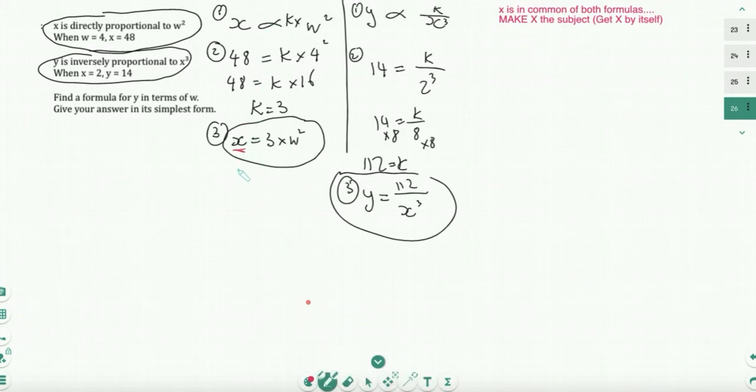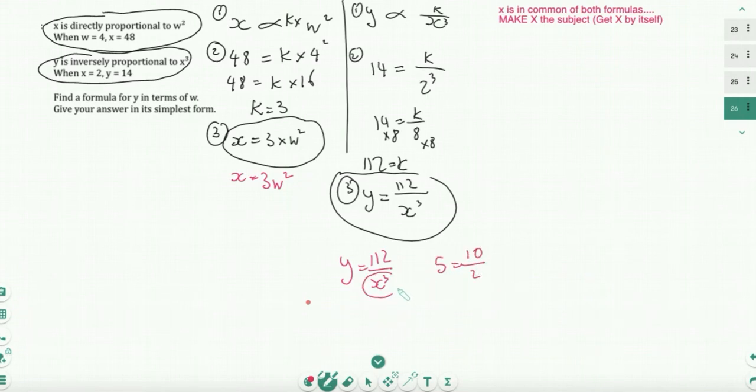So the first one's already done for us. X is by itself. X is equal to 3 times W squared. But in this equation here, X is not by itself. It's 112 divided by X cubed. What we can do here, guys, to find X cubed, is use another easy example method. I notice this is just a division problem. 112 divided by X cubed is Y. What I'll do is find a simple division problem. So 5 is equal to 10 divided by 2.